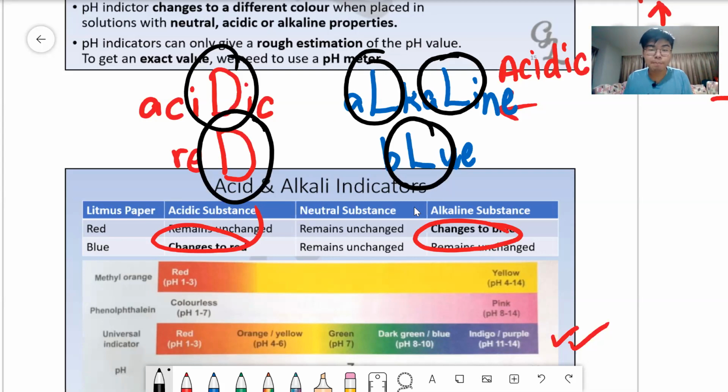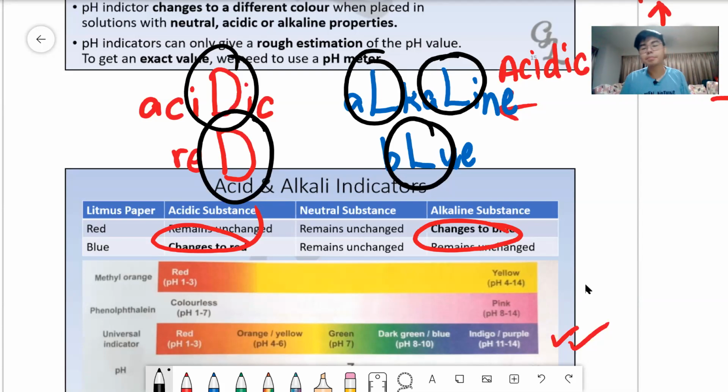Is that okay? So this one is just very simple for you to remember. You will never forget, trust me. When you go up to Form 5, you will still remember tonight I taught you this. I guarantee you, you will still remember. Because this is how I remember throughout my entire life until now. Since primary school. So please remember this.